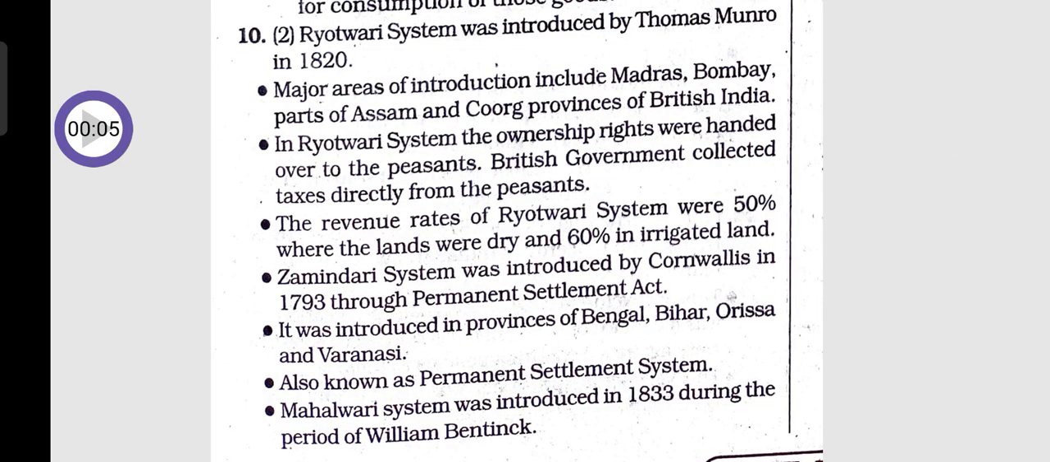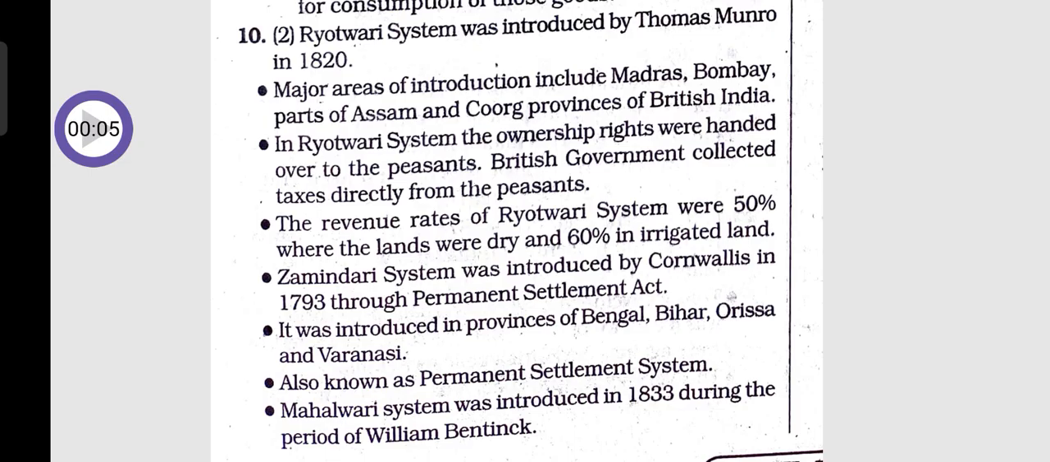The Ryotwari system was introduced by Thomas Munro in 1820. Major areas of introduction include Madras, Bombay, and parts of Assam and Coorg provinces of British India. In the Ryotwari system, the ownership rights were handed over to the peasants. The British government collected taxes directly from the peasants. The revenue rates were 50% where the lands were dry and 60% in irrigated land.